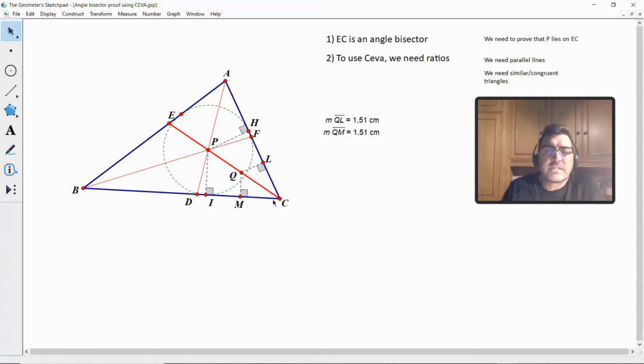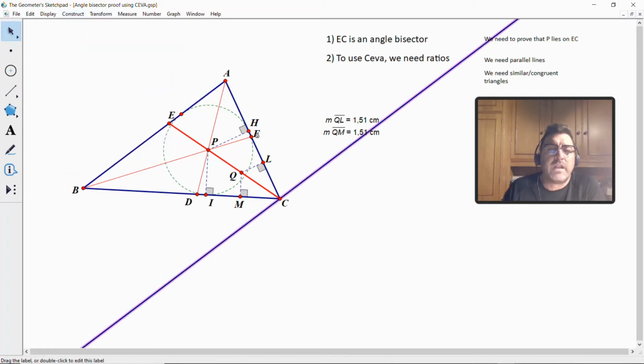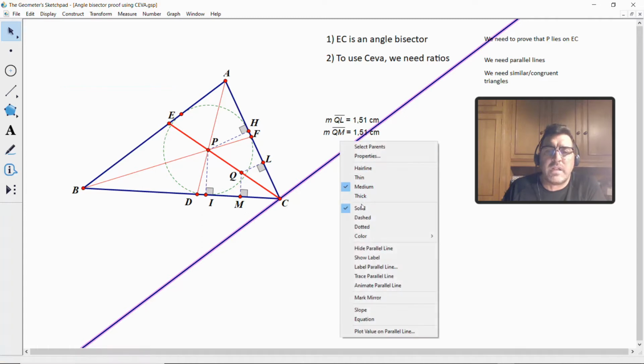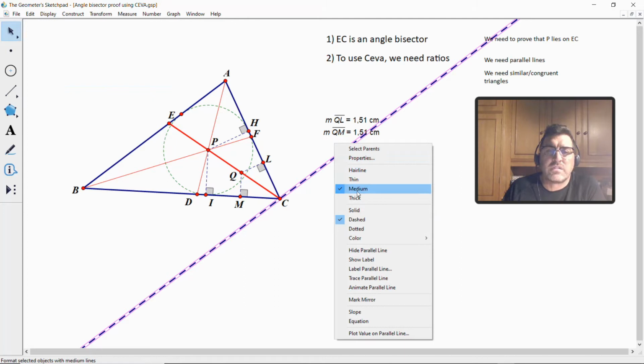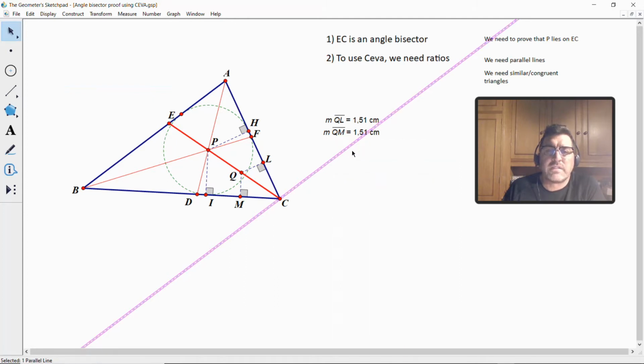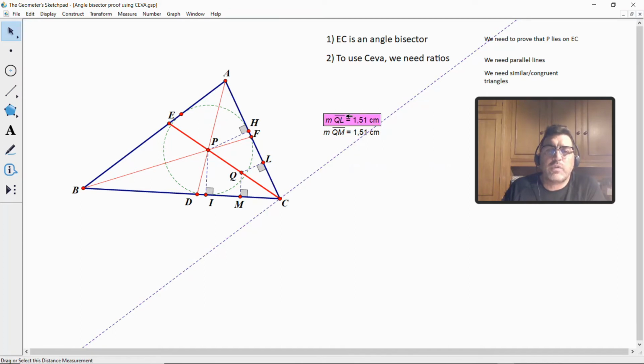So let us choose point C maybe and go for AB, and let's construct a parallel line. Now I'm going to make that parallel line dashed, and I'm going to make it thin. Not hairline, thin. Okay, so there we go. We just move these two out of the way so we have place to write. Okay, so I've created this line here, which is parallel to that side.